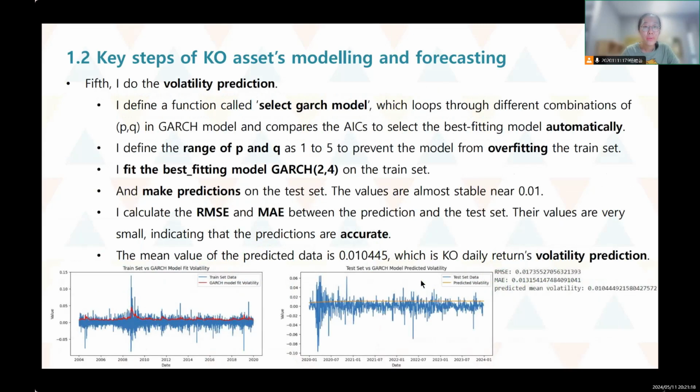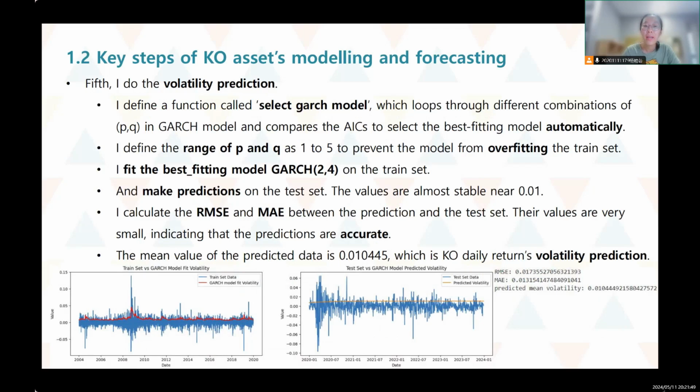Fifth, I do the volatility prediction. I define a function called select GARCH model, which loops through different combinations of P and Q in the GARCH model and compares the AIC to select the best fitting model automatically. I define the range of P and Q as 1 to 5 to prevent the model from overfitting the train set. I fit the best fitting model, GARCH(2,4), on the train set and make predictions on the test set. The values are almost stable near 0.01.